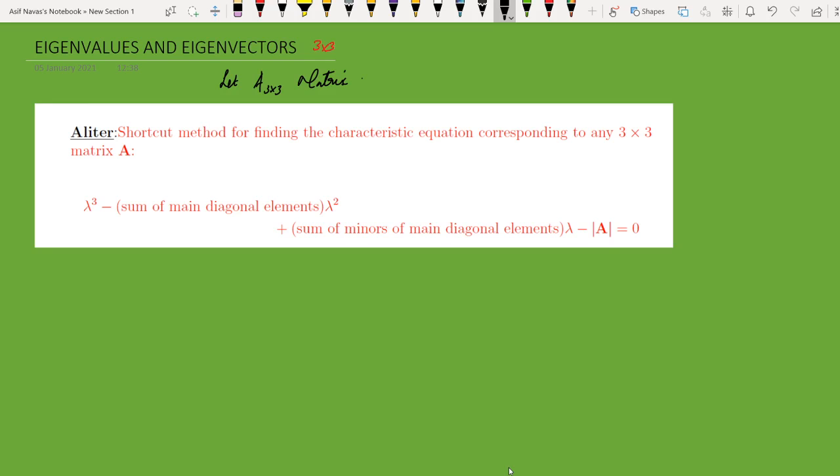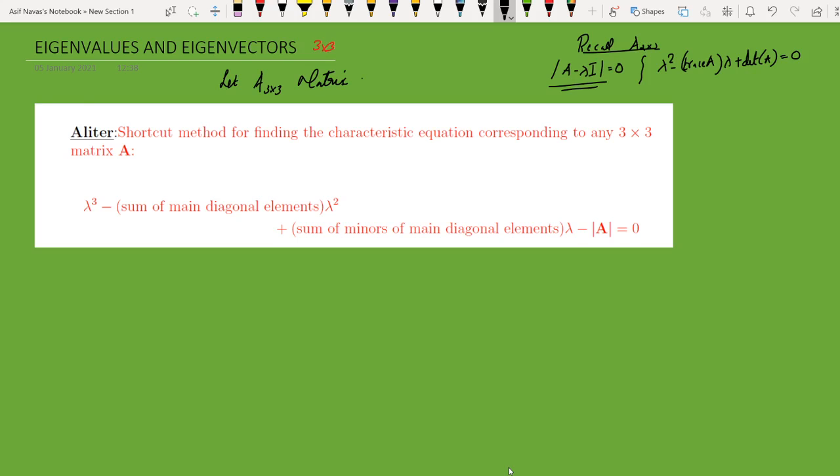So for a 2 by 2, let us recall. For a 2 by 2 matrix, what is the characteristic equation? |A minus lambda I| is equal to 0, right? And what is the shortcut for finding the characteristic equation of a 2 by 2 matrix? Lambda square minus trace of A into lambda plus determinant of A is equal to 0.